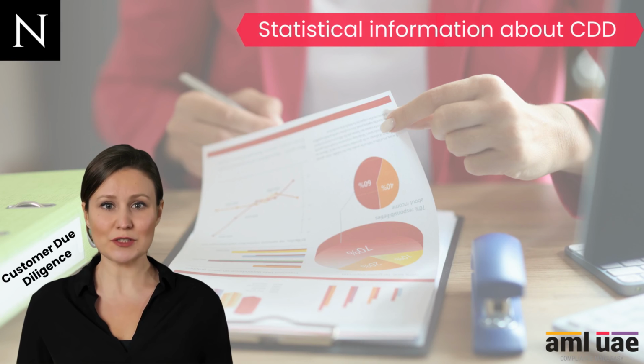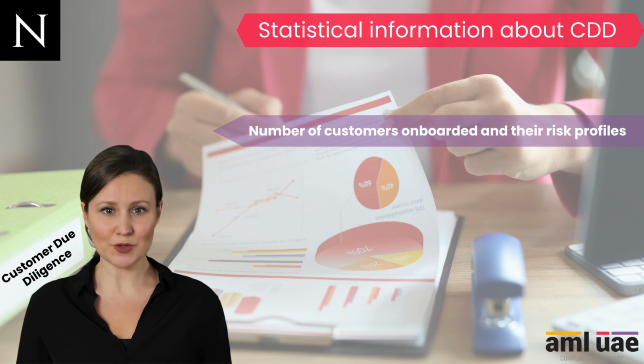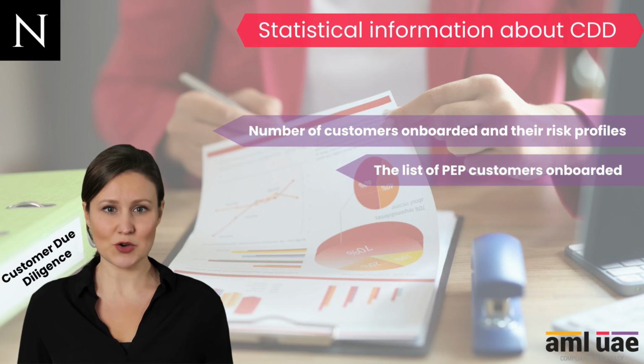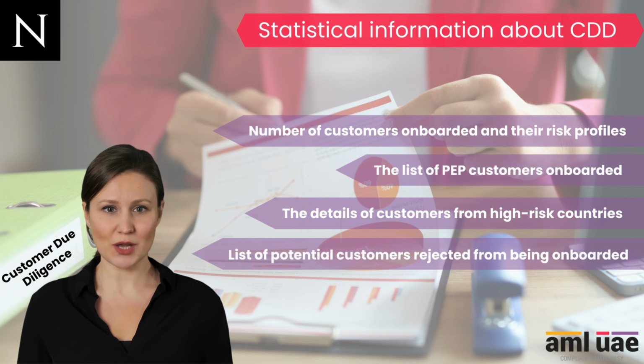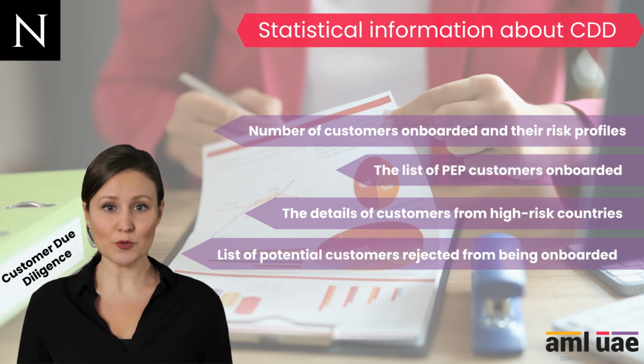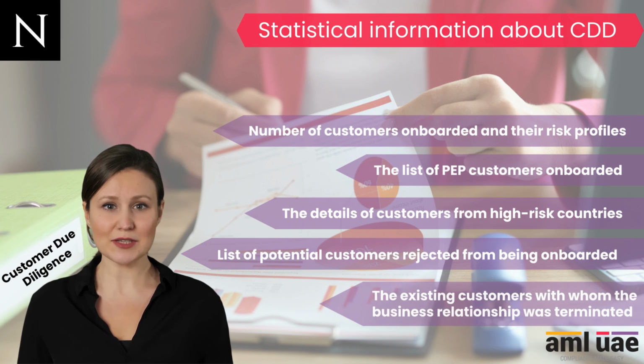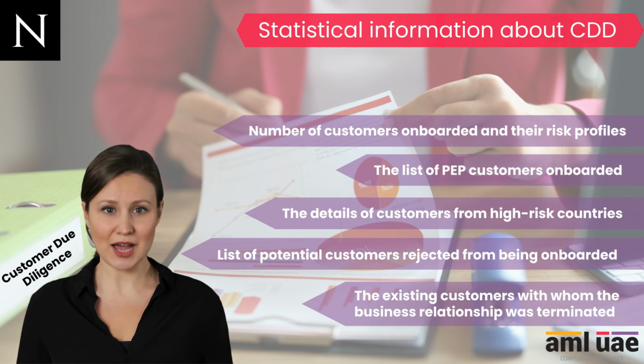The compliance officer must include a summary of the key statistics and details pertaining to the customer due diligence process followed during the period, covering number of customers onboarded and their risk profiles, the list of PEP customers onboarded, the details of customers from high-risk countries, list of potential customers rejected from being onboarded, the existing customers with whom the business relationship was terminated, and the reason thereof.